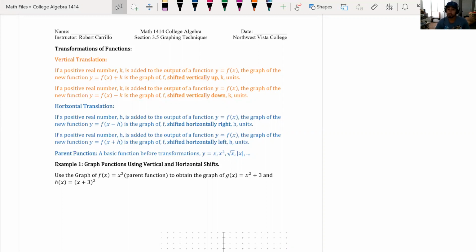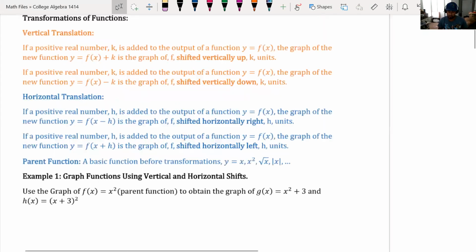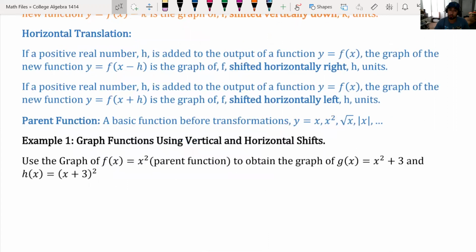Okay, horizontal translations. Here's where it gets tricky. Whenever you handle a horizontal transformation, you always have to think opposite. Always think opposite. So for the first one, if a number h is added or subtracted to the input of the function, so if it's f of x minus h, this means we will shift the graph to the right h units. So x minus h means we shift to the right.